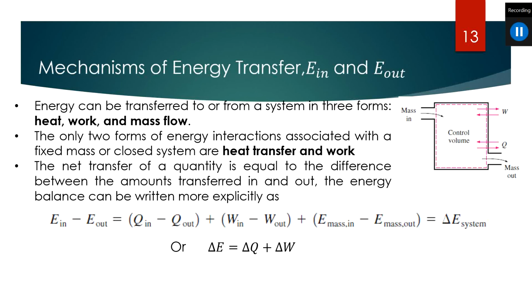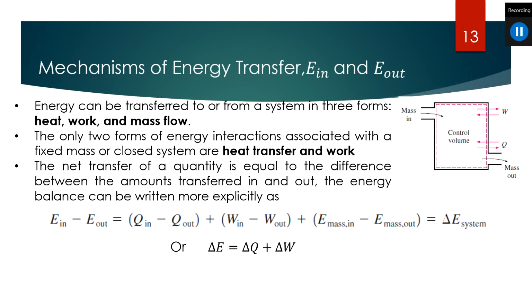So in a closed system, the only interactions are heat energy and work energy. The net transfer of a quantity is equal to the difference between the amounts transferred in and out. The energy balance can be written more explicitly as E in minus E out: total energy entering the system minus total energy leaving the system is equal to total heat energy entering minus total heat energy leaving the system, plus total work entering minus total work leaving the system, plus total mass entering the system minus total mass leaving the system, which is equal to delta E of the system.